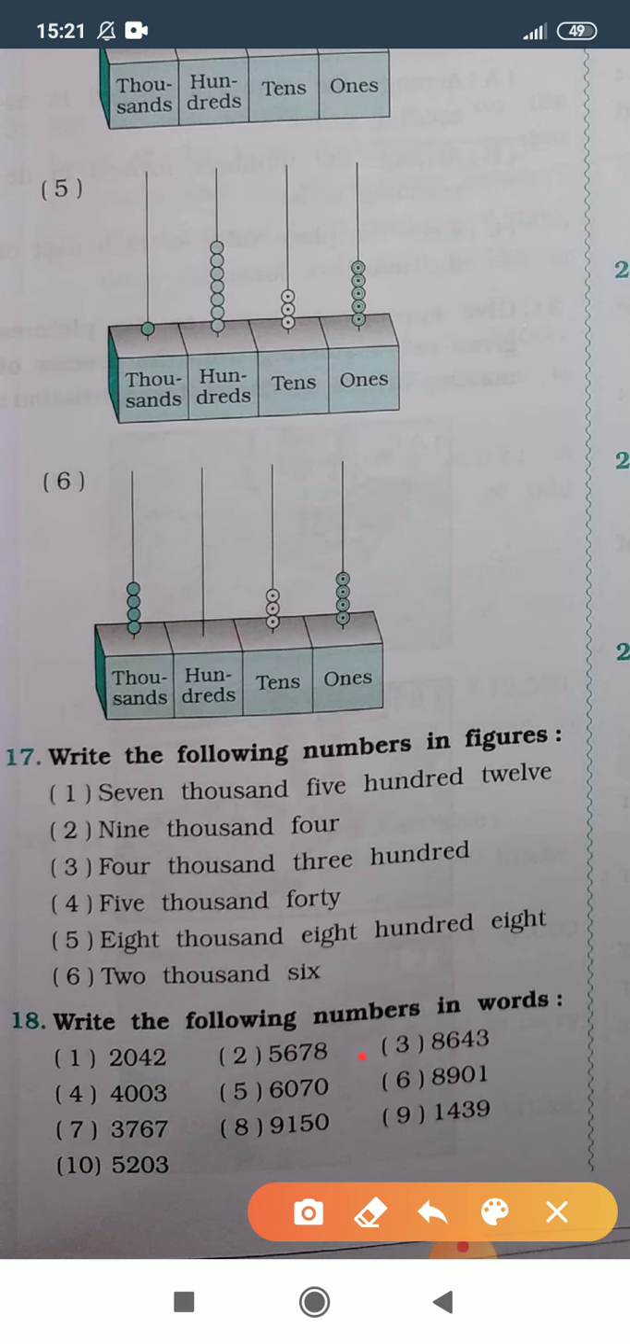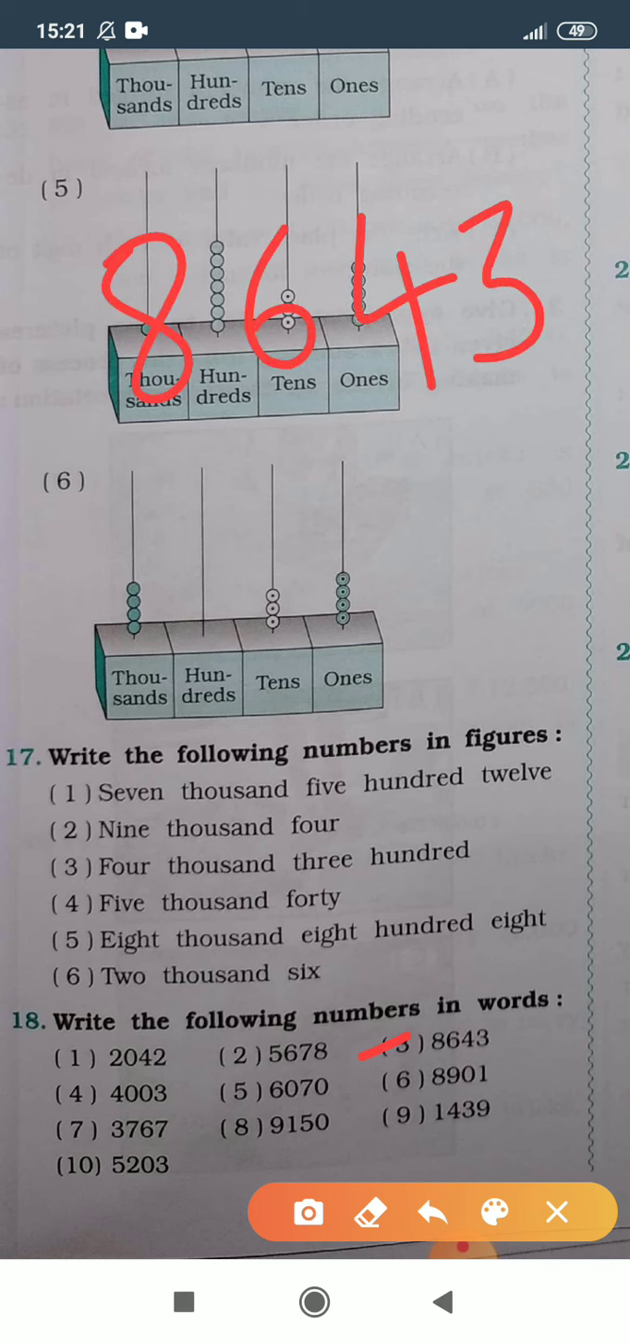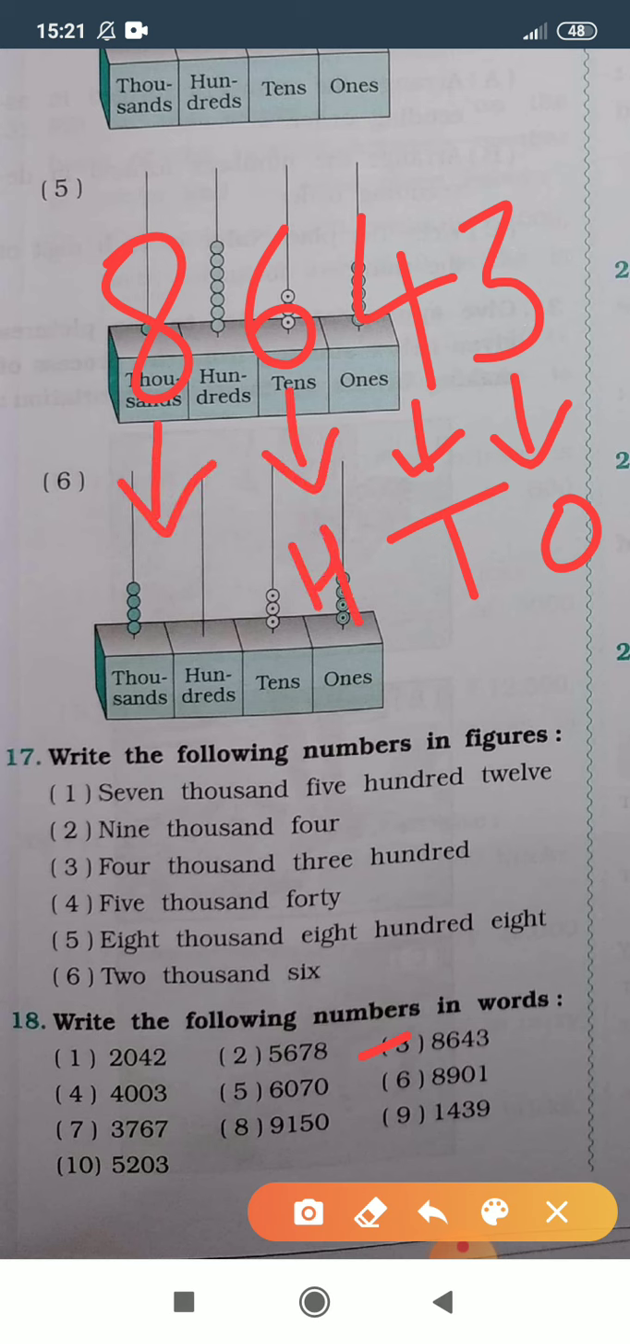Let's see question number 3, 8643. Let's start with place value. 3 is on ones place, 4 is on tens place, 6 is on 100 place and 8 is on 1000 place. These last two digit number will be pronounced together. Let's start.